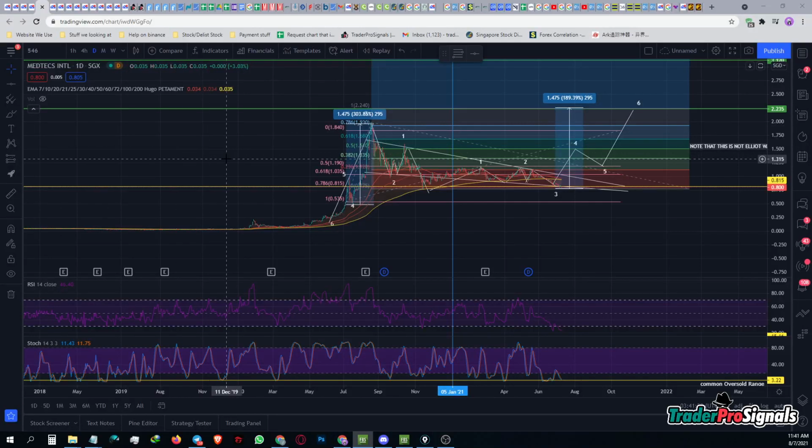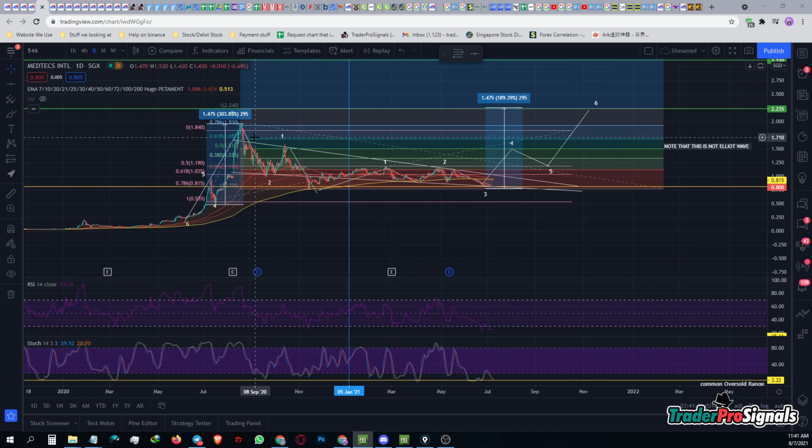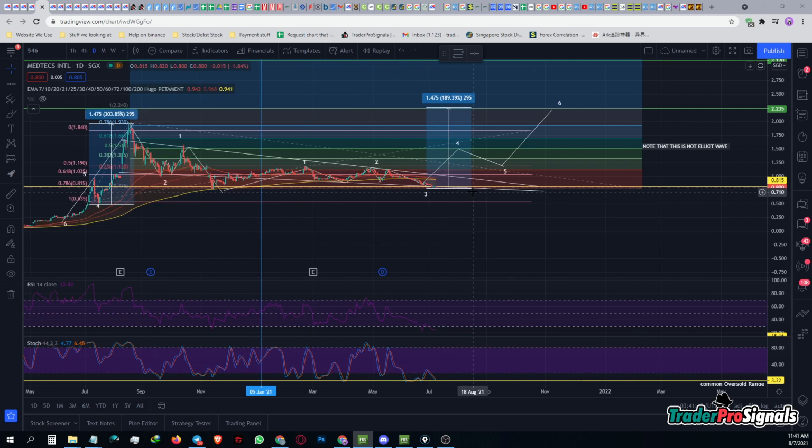Okay guys, so this is MacDex, from SGX, 546 ticker. I know a lot of you are panicking and saying that, hey, it dropped below the 0.8 level already, the 80 cents level, and it's very likely to go down. Now, I'm not saying that it will not go down. It could go down, but in my perspective, it's quite unlikely. But again, it's my perspective, right?